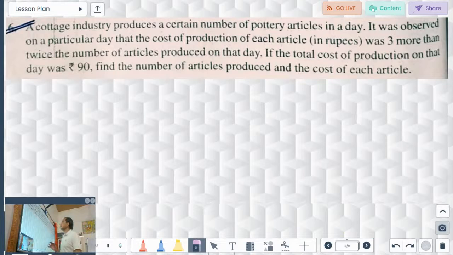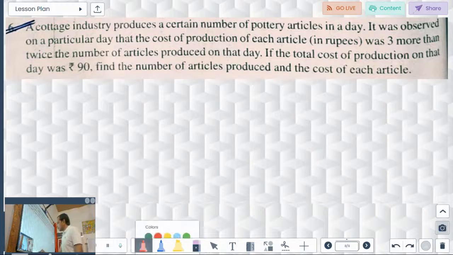A cottage industry produces a certain number of pottery articles in a day. It was observed on a particular day that the cost of production of each article in rupees was 3 more than twice the number of articles produced on that day. If the total cost of production on that day was 90 rupees, find the number of articles produced and the cost of each article. Okay, solution.